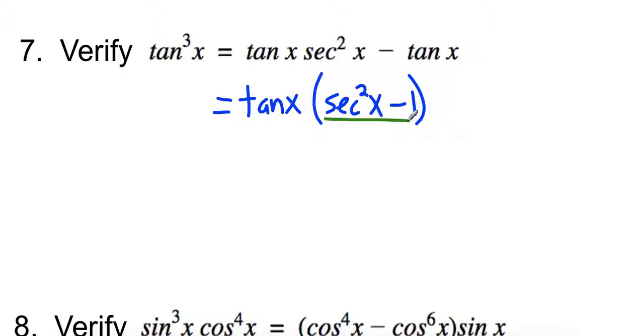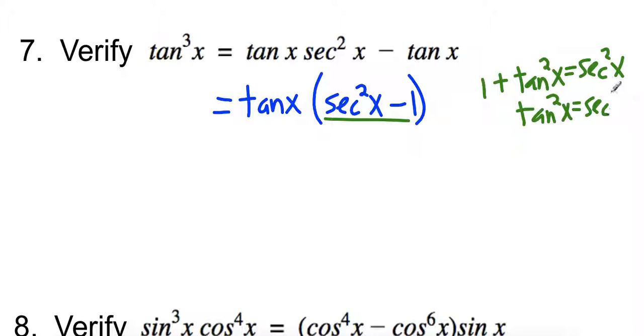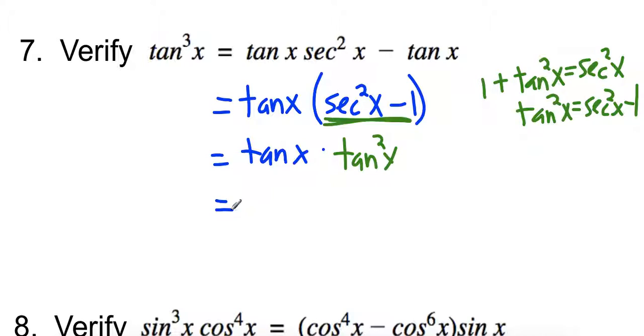I think this is going somewhere well. This reminds me of a Pythagorean identity. Remember, 1 plus tangent squared equals secant squared. So if I subtract that 1 over, I can replace this secant squared minus 1 with tangent squared. And then I still have this tangent. And of course, tangent times tangent squared is tangent cubed x, which is the same thing that's on this side. So we didn't have to deal with the left side. We're just done there.